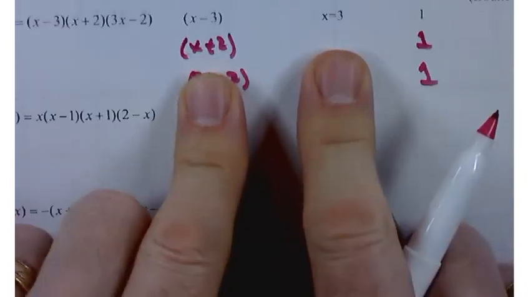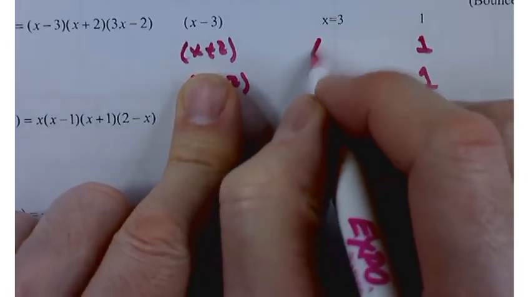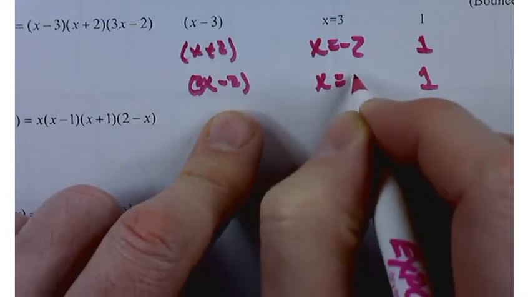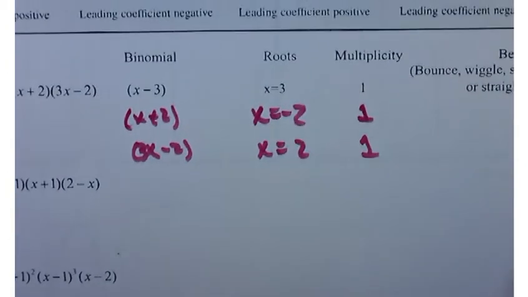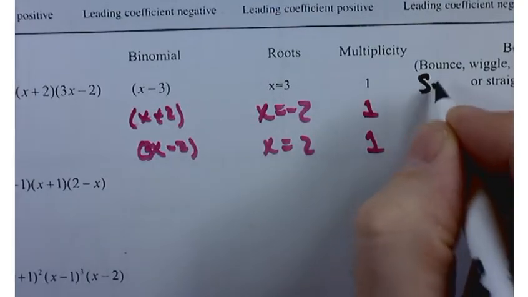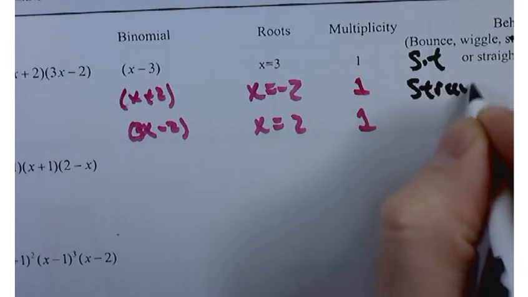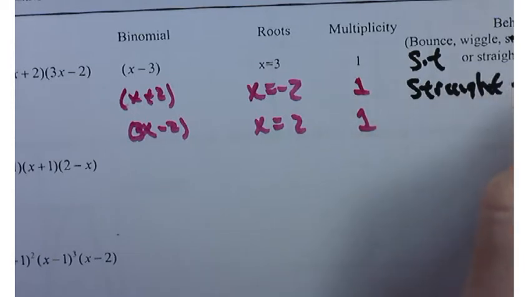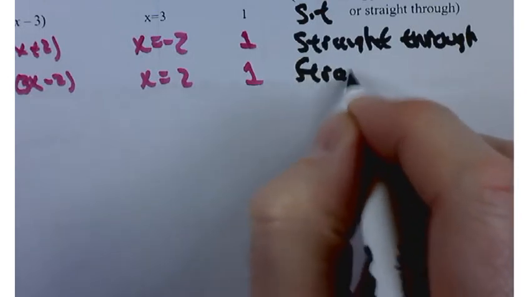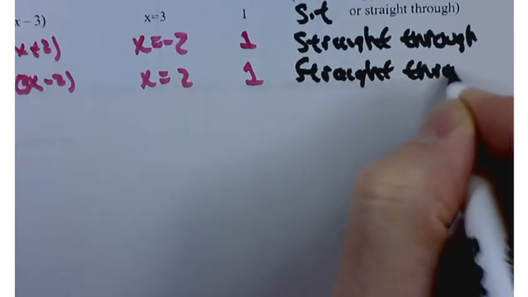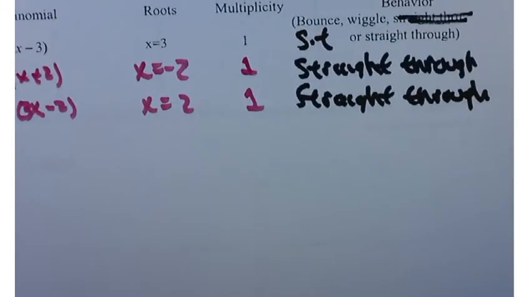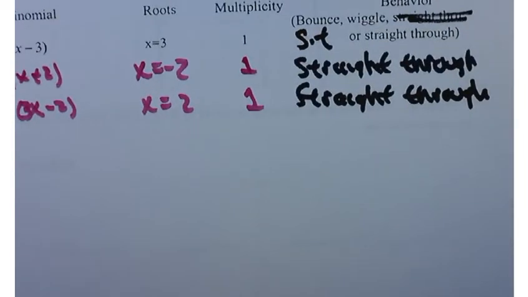What are the roots of these polynomials? Good. -2 and +2. Now, if your root has a multiplicity of 1, what's going to be the behavior near that root? Straight through, straight through, straight through. Straight through. Let's see that indeed our polynomial matches what we expected.